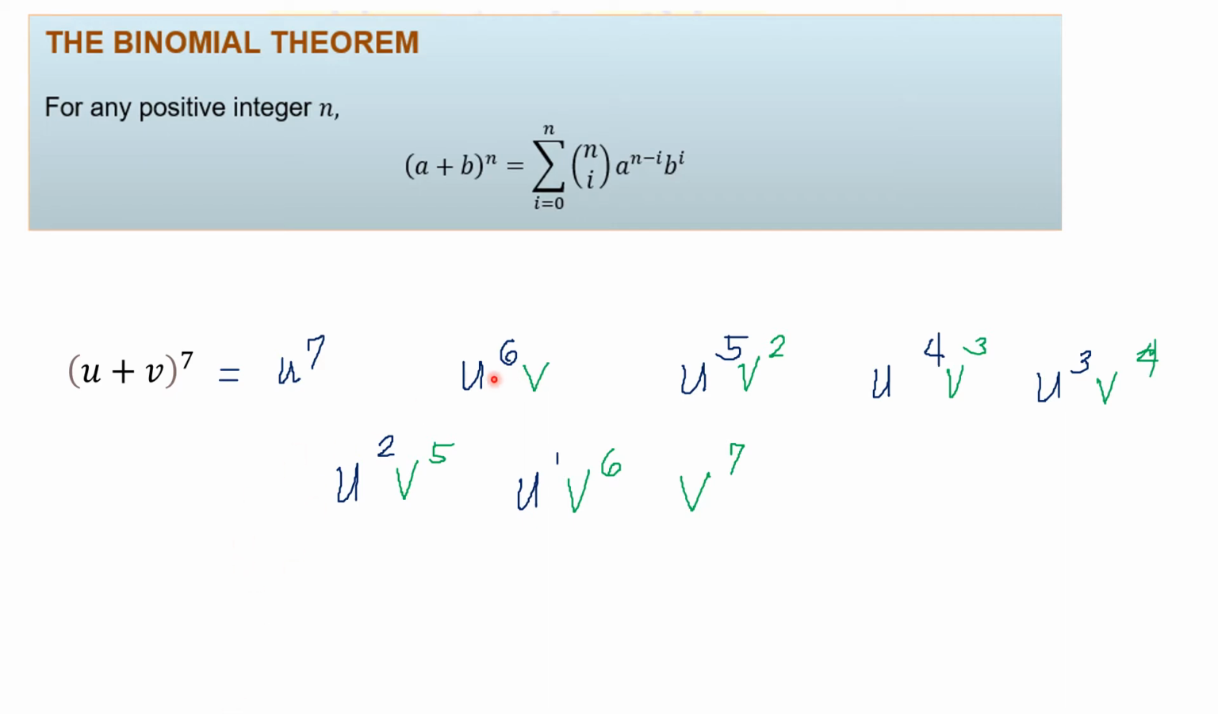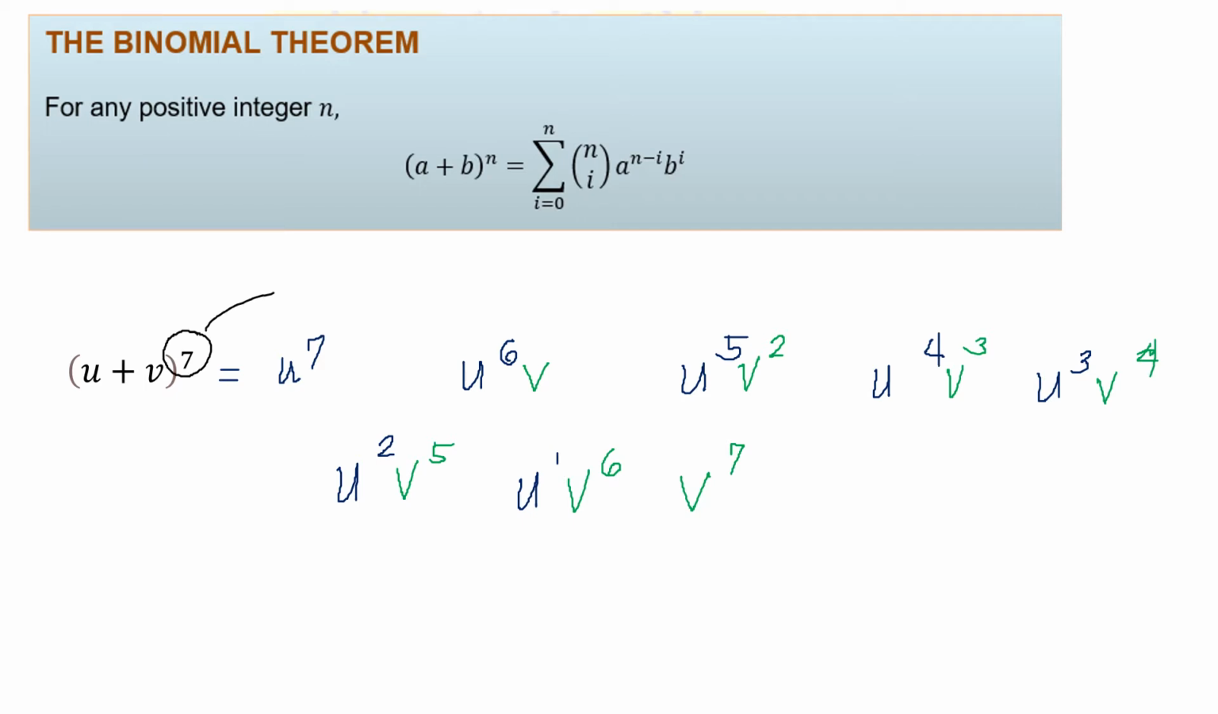You also notice that when we add the exponents, 6 plus 1 gives us 7. That's one of the conditions. The sum of the exponents must be 7. 5 plus 2 is 7, 4 plus 3 is 7, 3 plus 4 is 7, 2 plus 5, 1 plus 6, and then 7 are all 7. Okay, the next thing we need to do here is to determine the numerical coefficients of each term.